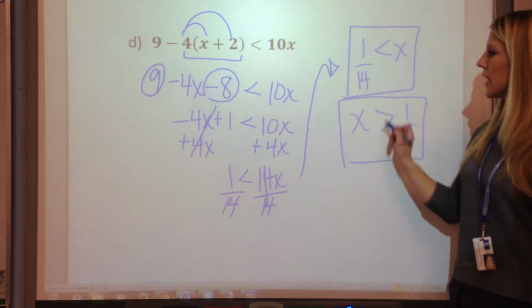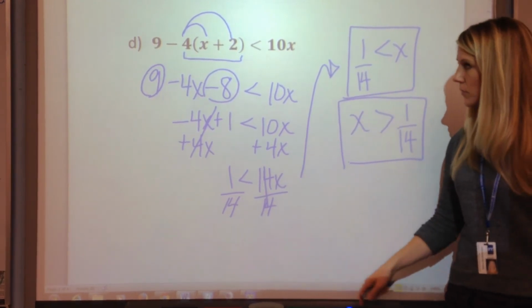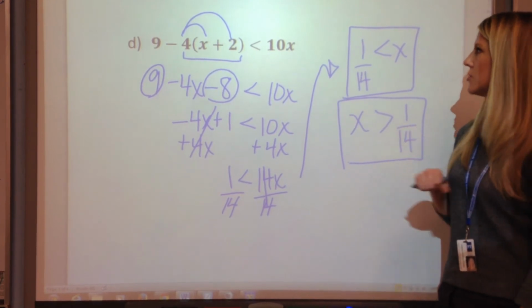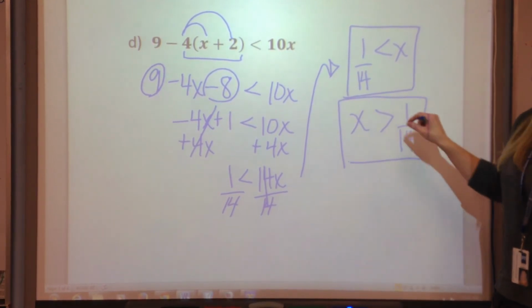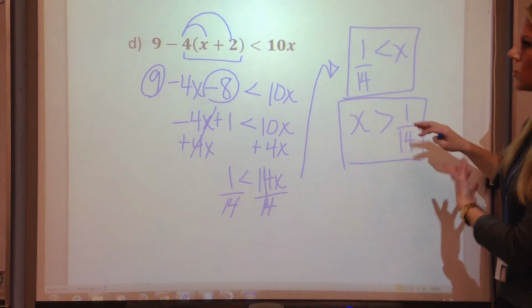Just make sure you're very careful if you switch which side x is on. I cannot stress how important it is to pay close attention to where that inequality is. Make sure that it's still how you solved it and what you solved for.